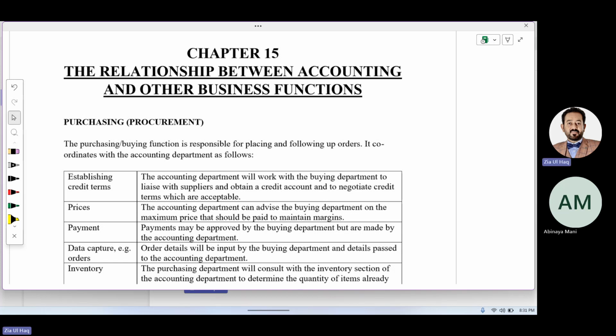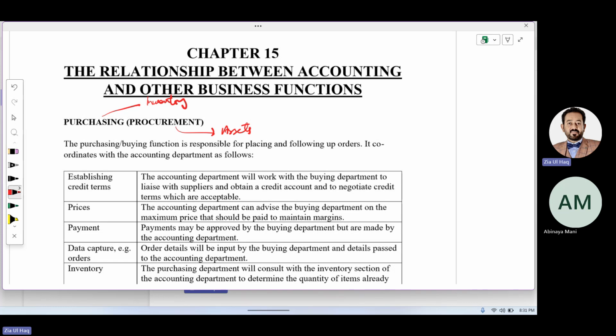Purchase department, also called procurement department. What is the difference between purchase and procurement? The word purchase is used for buying inventory, while the word procurement is used for buying assets. In capital nature, asset buying is called procurement, while revenue nature, like inventory buying, is called purchase.